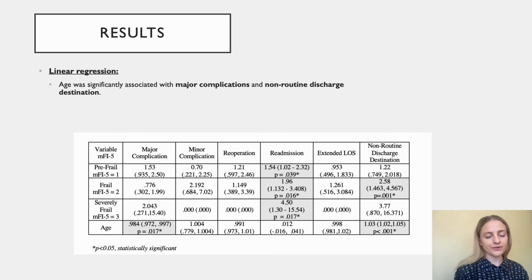And then the results of our linear regression found that age was significantly associated with major complications and non-routine discharge destination.